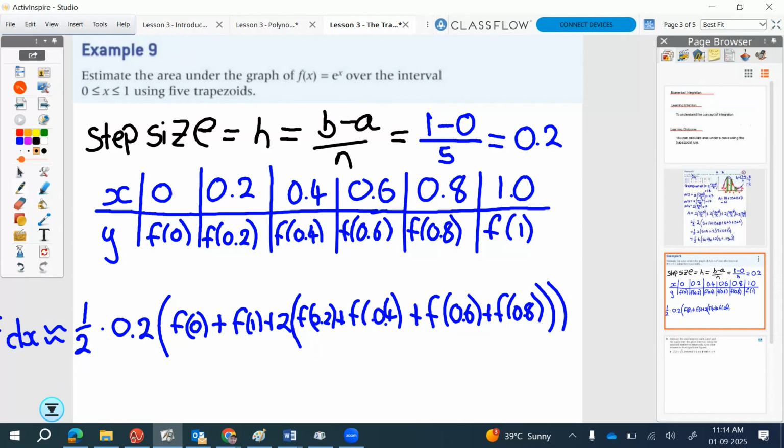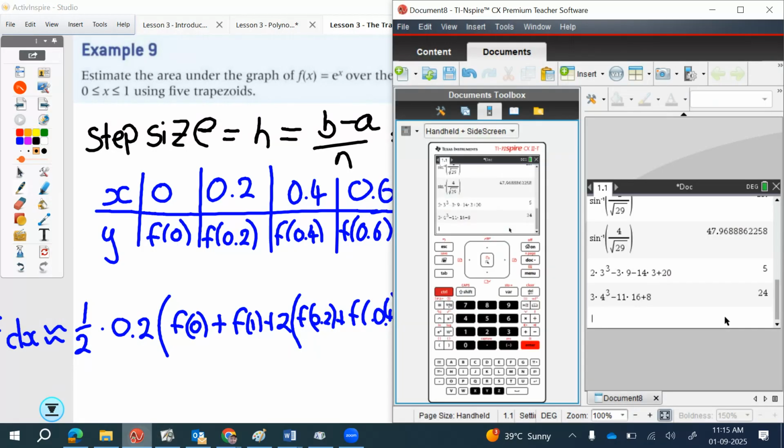Alright, this formula is very tricky to enter into the calculator. Students make a lot of mistakes typing this in. About half of you get this wrong because you just can't type it into the calculator. Be careful with your brackets. Let's do this one together.